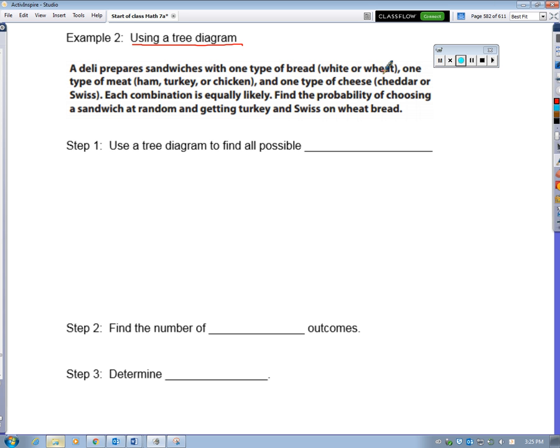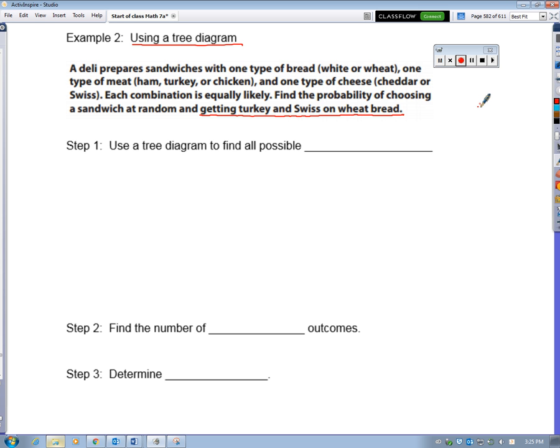So someone could pick wheat bread with turkey and cheddar. Okay, they have an equal chance of picking any of those. Find the probability of choosing a sandwich at random and getting turkey and Swiss on wheat bread. Okay, so that's what we are looking for, the turkey and Swiss on wheat bread.